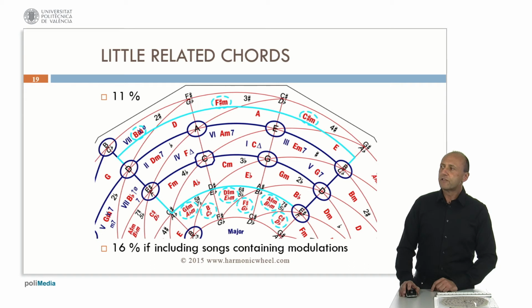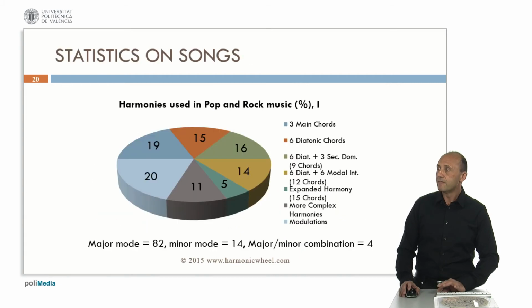The rest of the chords are called little related chords. Only 11% of the songs include one of these chords or an augmented or diminished chord. This percentage increases up to 16% if we include the songs containing modulations. Here we can see again our first figure with statistics of songs, from which we analyzed 80% of them.